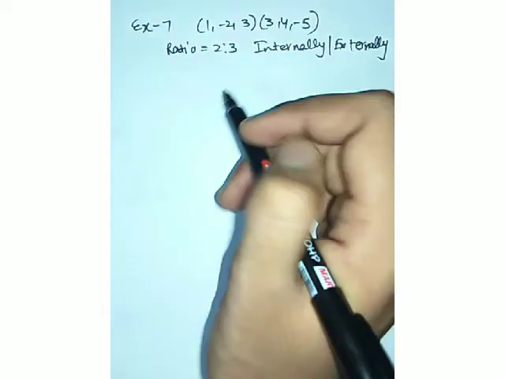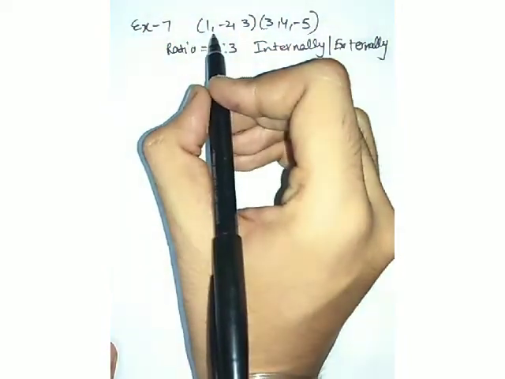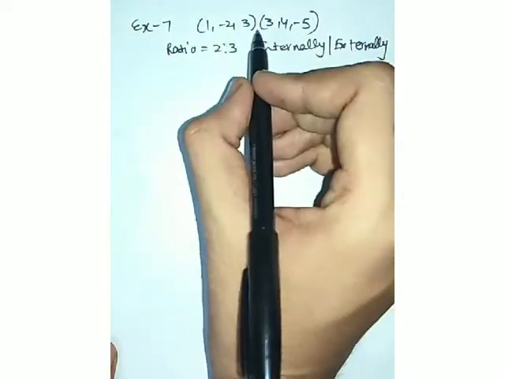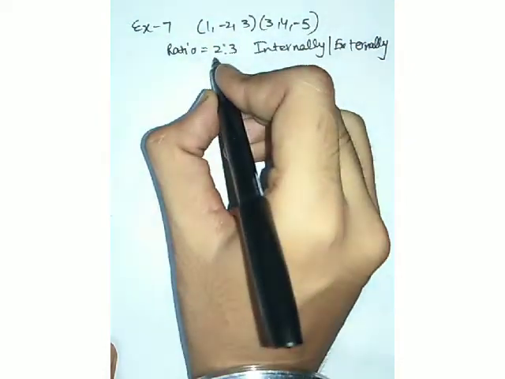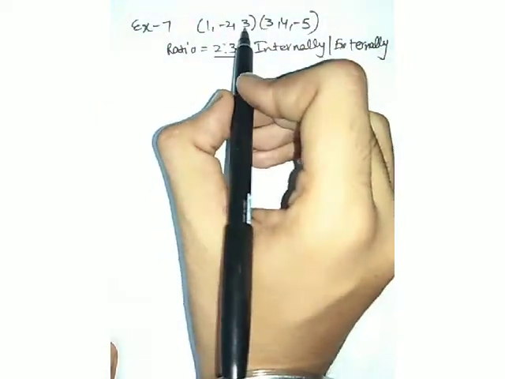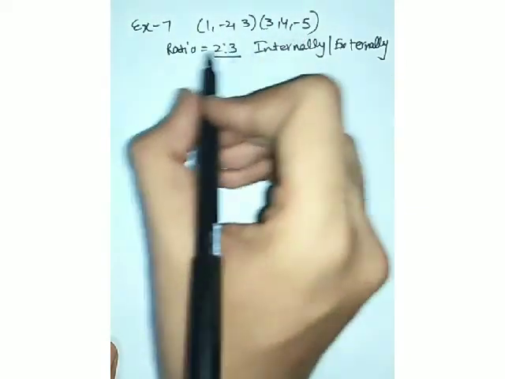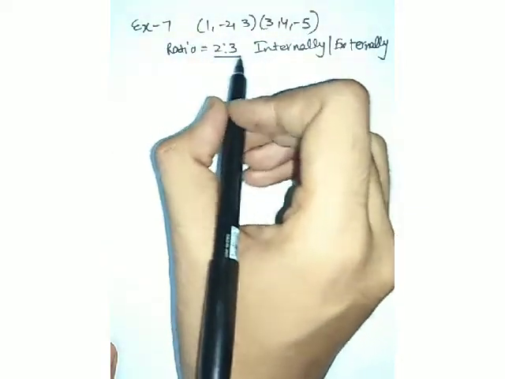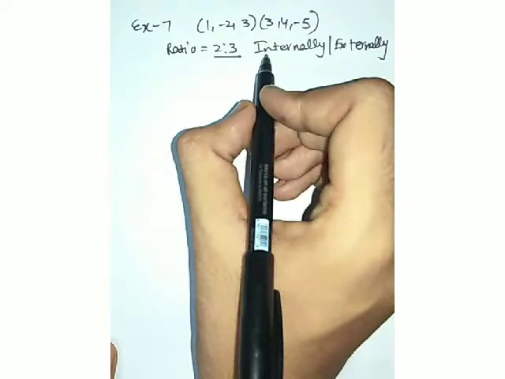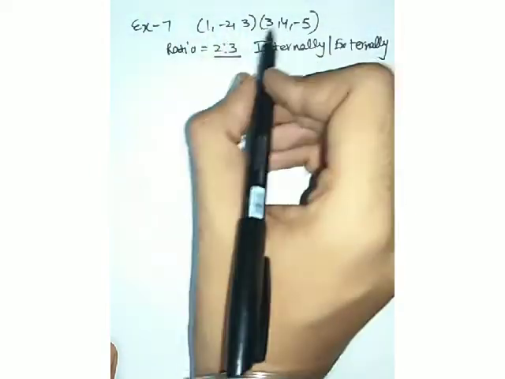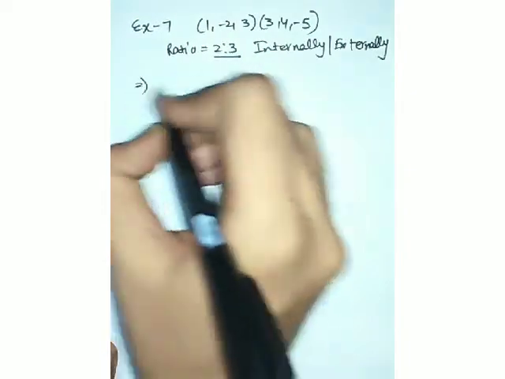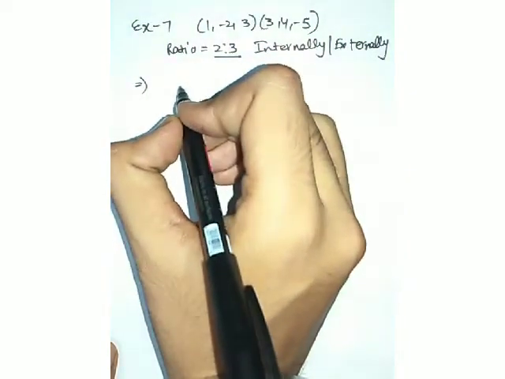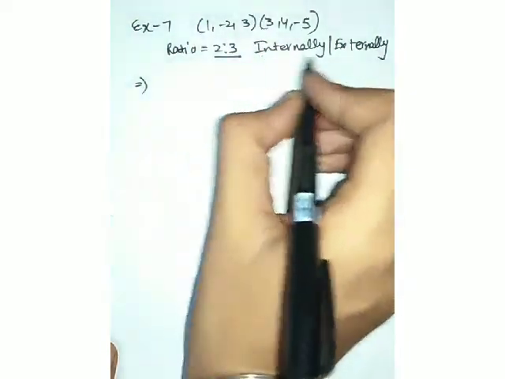This is our very first example. In this we have to find the coordinates of the point which is dividing the line segment joining these 2 points. The ratio is given, it means x1, y1, z1, x2, y2, z2, as well as m and n are given, and we have to find the coordinates of the point which is dividing this line internally as well as externally in the given ratio. So firstly we'll find it for internally.